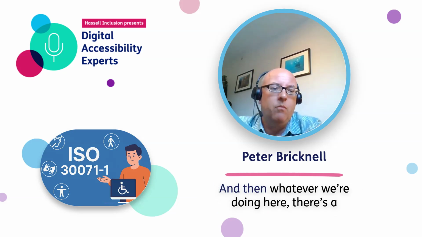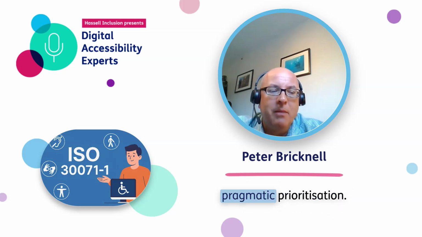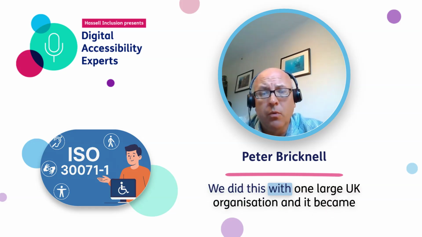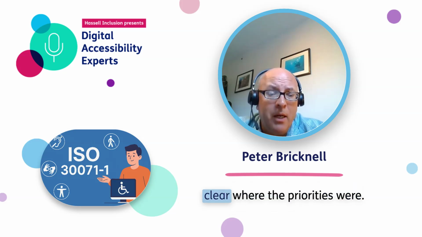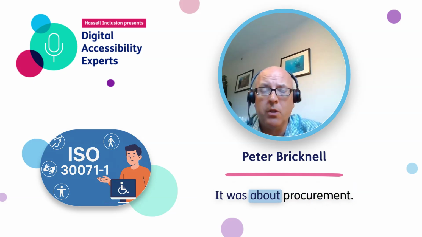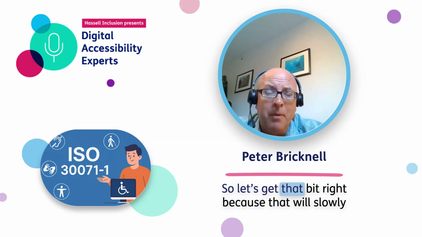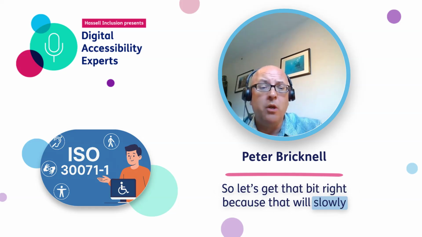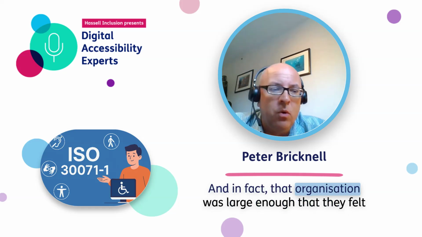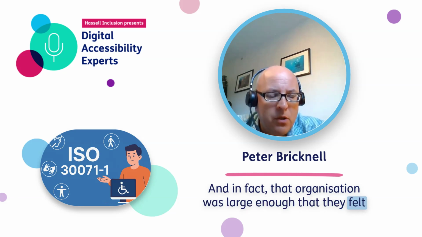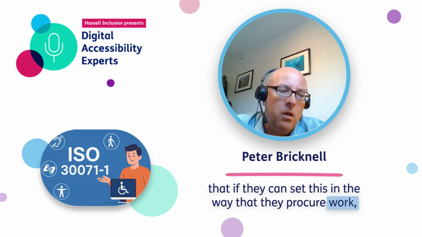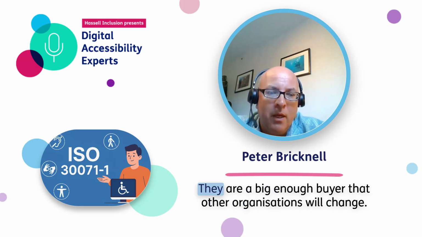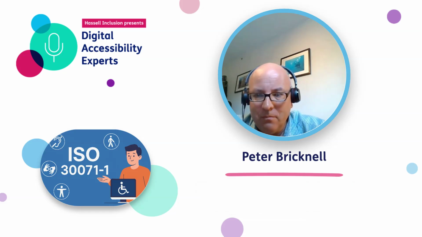And then whatever we're doing here, there's that pragmatic prioritization. So we did this with one large UK organization, and it became clear where the priorities were. It was about procurement. So let's get that bit right, because that will slowly feed us down the line. And in fact, that organization was large enough that they felt that if they can set this in the way that they procure work, that will influence the market. They are a big enough buyer that other organizations will change.